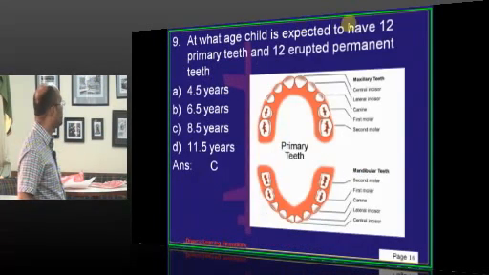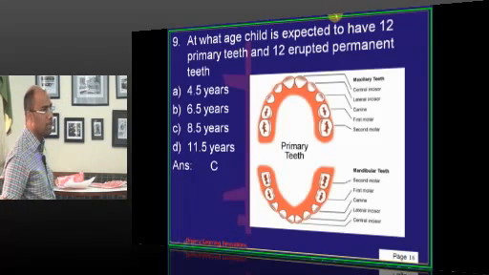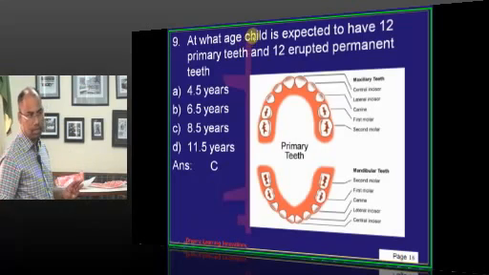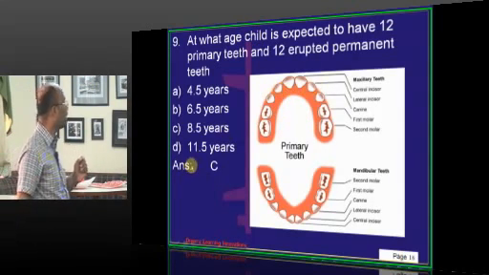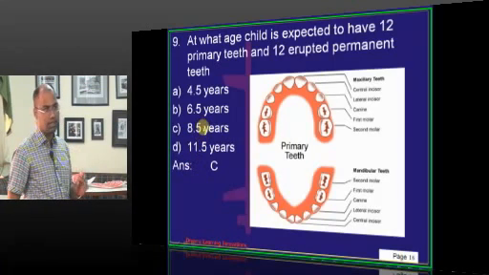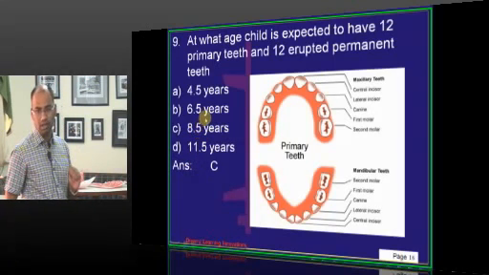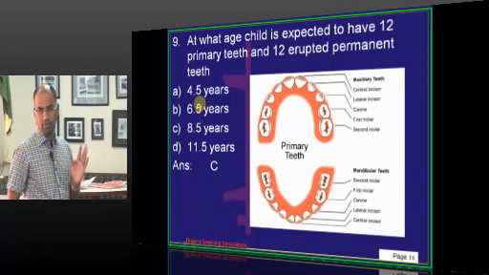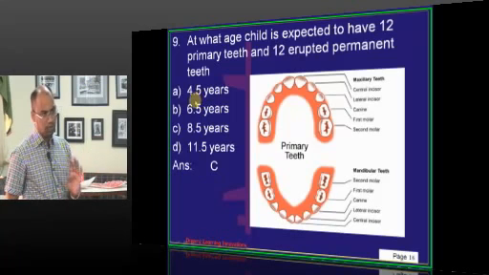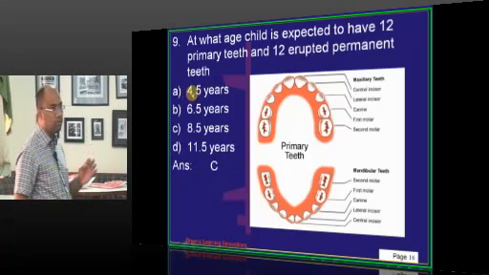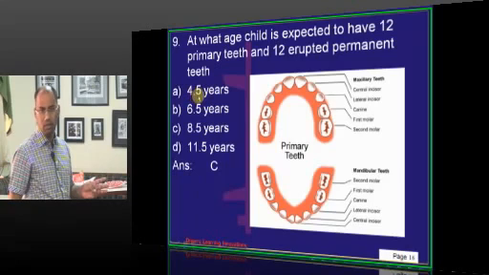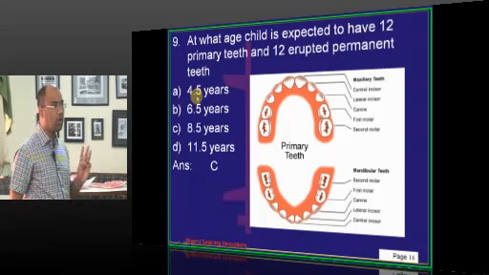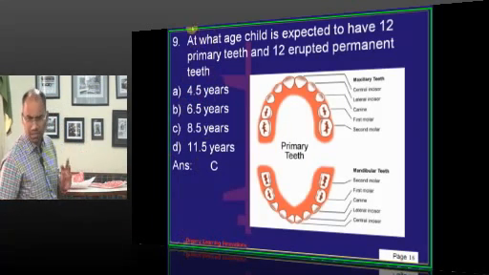At what age is the child expected to have 12 primary and 12 erupted permanent teeth? Like, there should be 12 primary teeth and 12 permanent teeth. Now, 12 permanent teeth, how do you calculate? First molars are there at 6 years itself, so 4 teeth are done. Then again 4 incisors on the top, 4 incisors on the bottom. So 4 plus 4, 8, plus 4, 12. So that means your incisors should be erupted and your molars should be erupted. First permanent molars are by the age of 6 years.